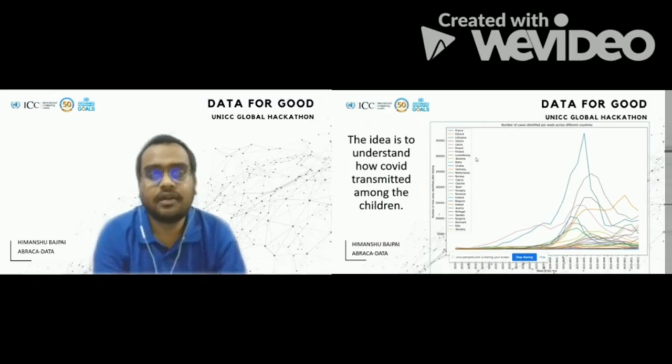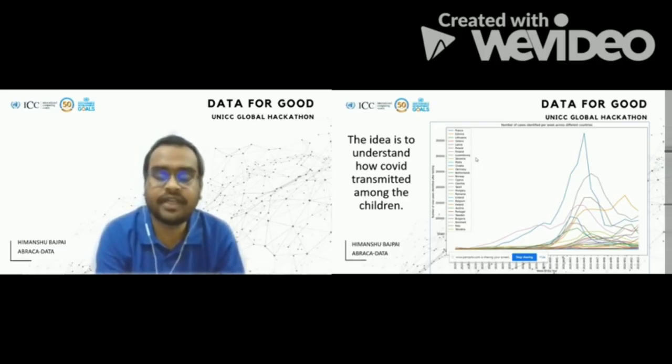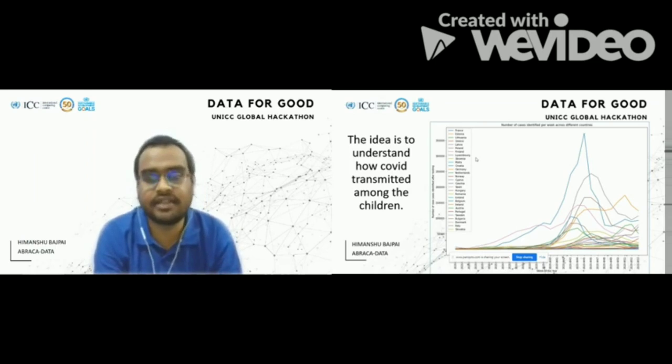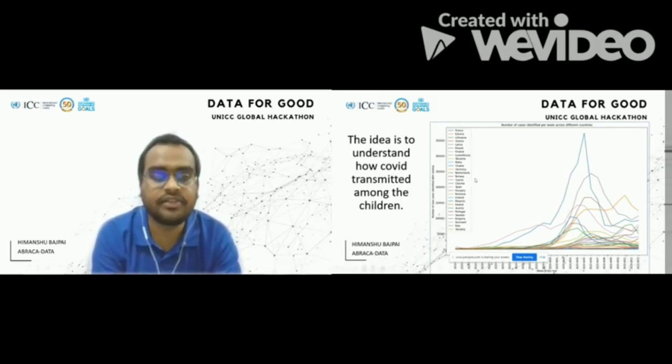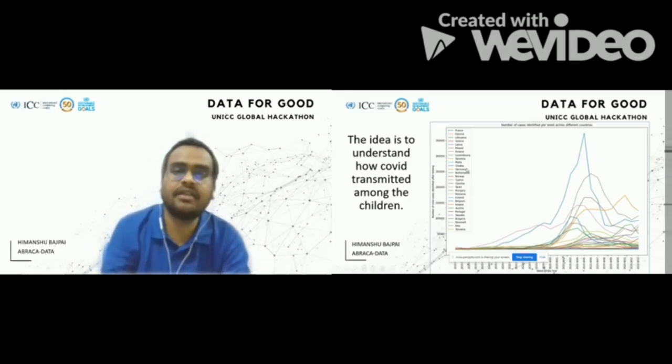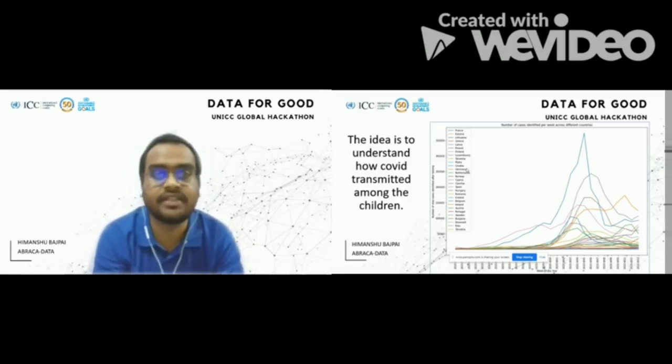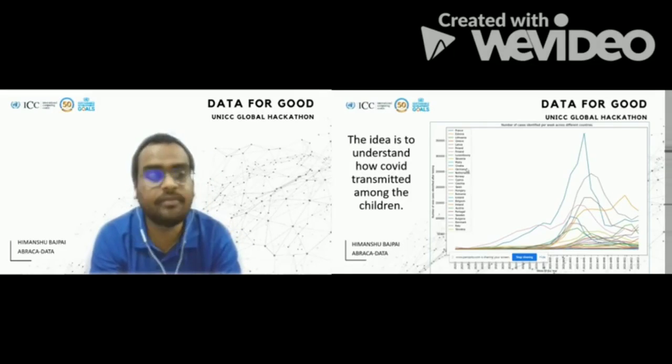Hi. The problem that I'm focusing on is to get an idea about how COVID got transmitted among the children. The dataset that I'm using is basically the notification dataset and the testing dataset. The graph that you see here showcases per week the number of cases tested positive for each of the countries. You will see in subsequent slides if there is any hidden insight out of it.